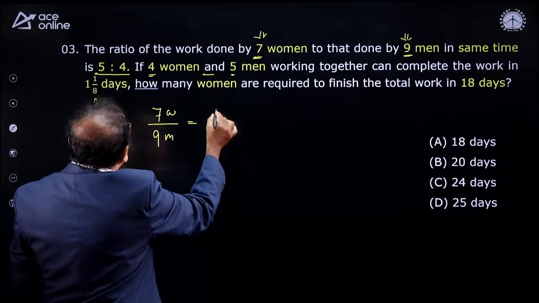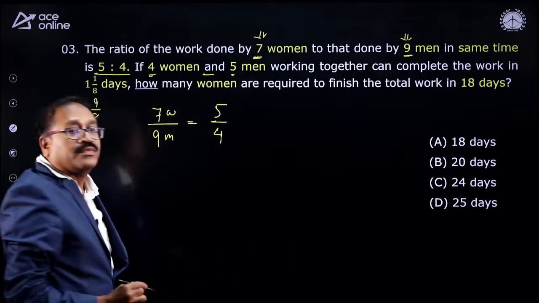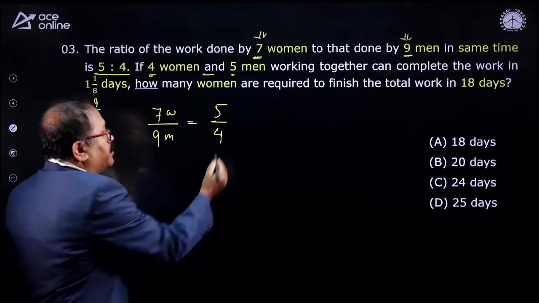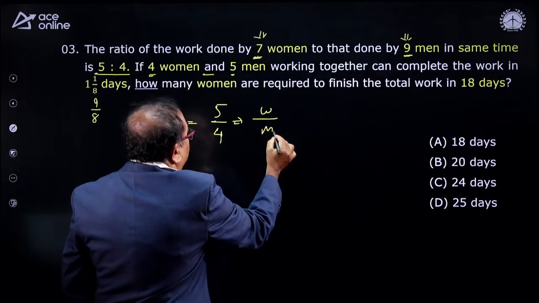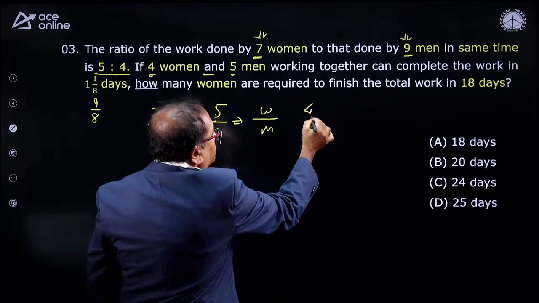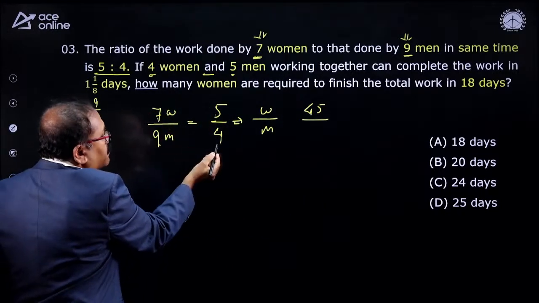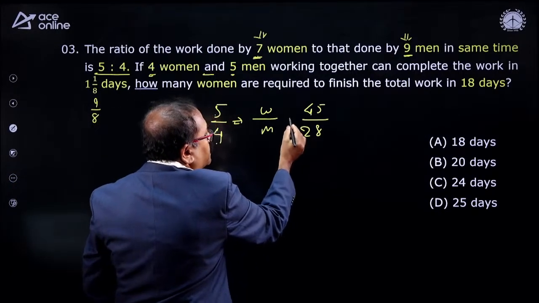This work efficiency is 5:4. By using this statement, I will get the efficiency of men to women. So, what is the efficiency of women to men? I will bring this part over here. So, 9/5 is 45. Each woman has an efficiency of 45 and 7/4 is 28. This is the efficiency ratio.